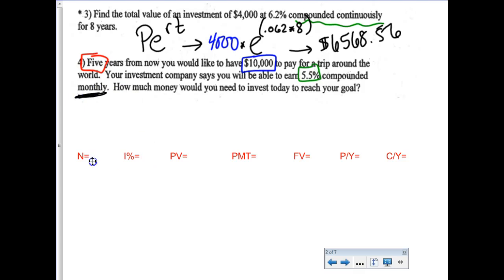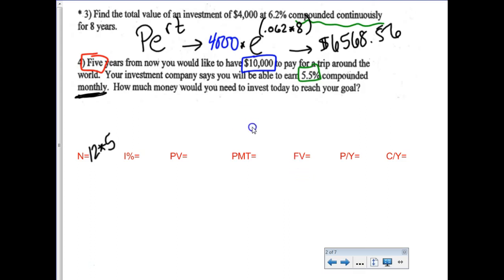So for our TVM solver, the N, remember, is the number of compoundings throughout the entire course of the loan or the investment. So for us, that would be monthly, 12 times the 5 years. So on your notes, guys, please write down all of these different variable components. Otherwise, if you're just typing in your calculator, your notes aren't really going to help you later when you're trying to figure out what you did.